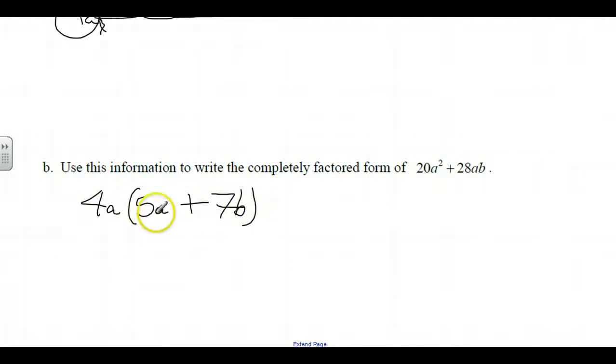There is nothing in common here. There's no number that goes into both 5 and 7, and they do not share a common variable. Quickly multiplying this out, not FOILing because it's not binomials, we get 20a squared plus 28ab. Check, check.